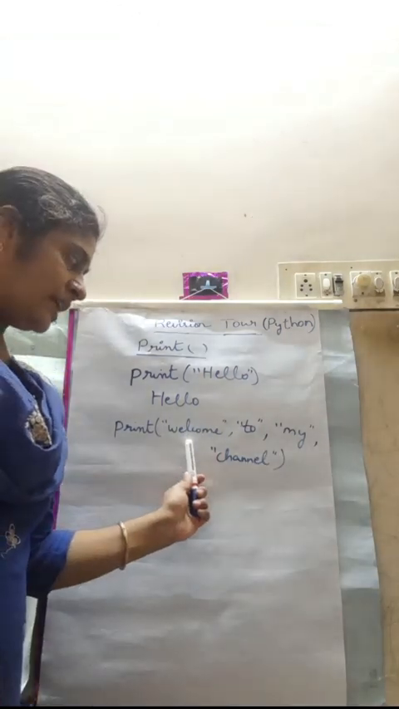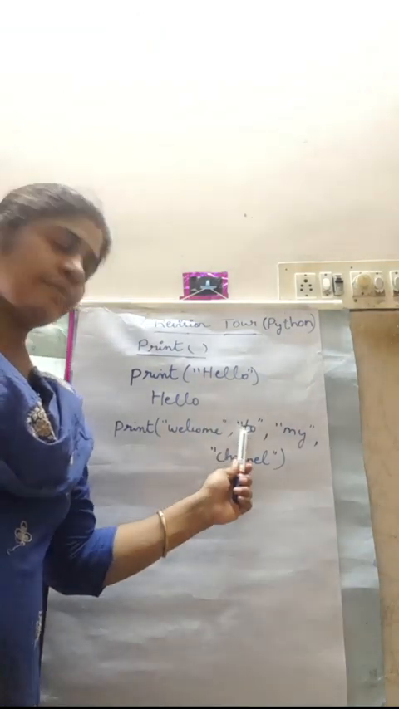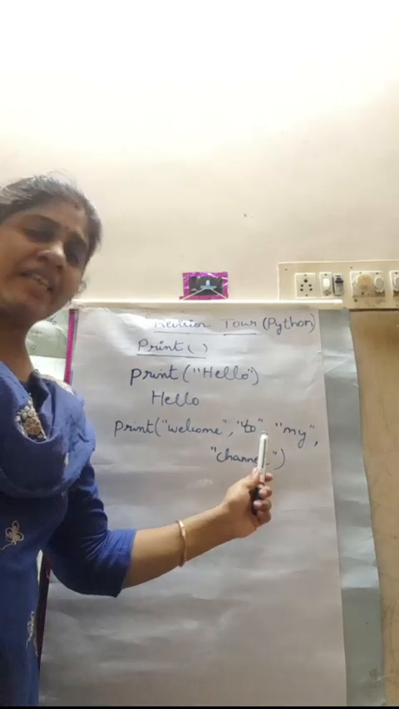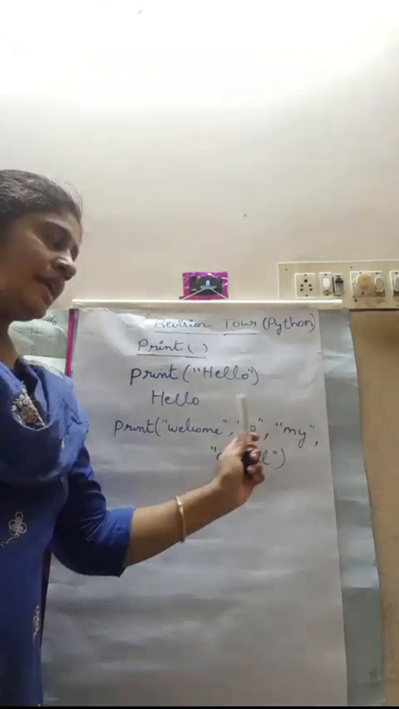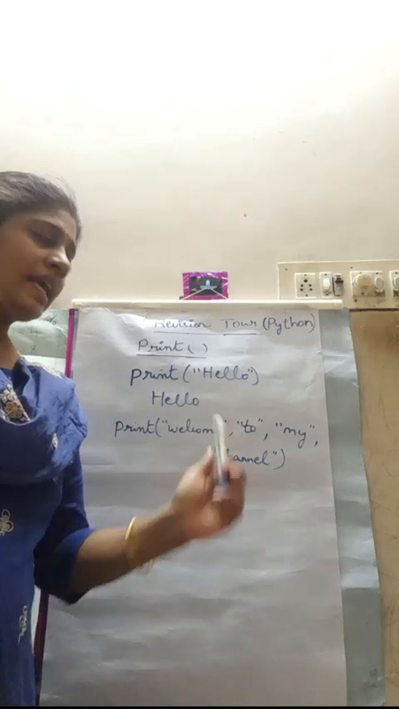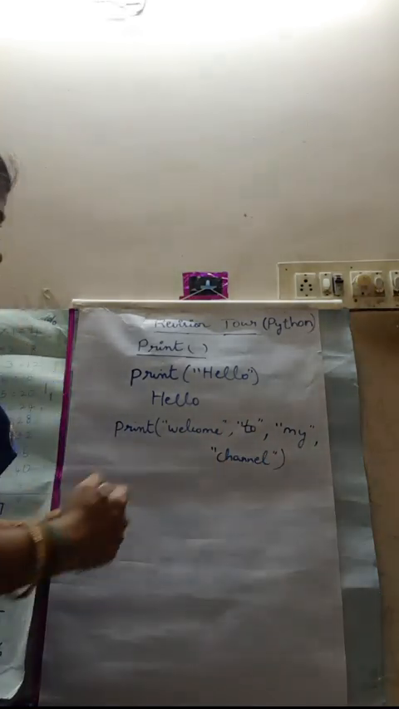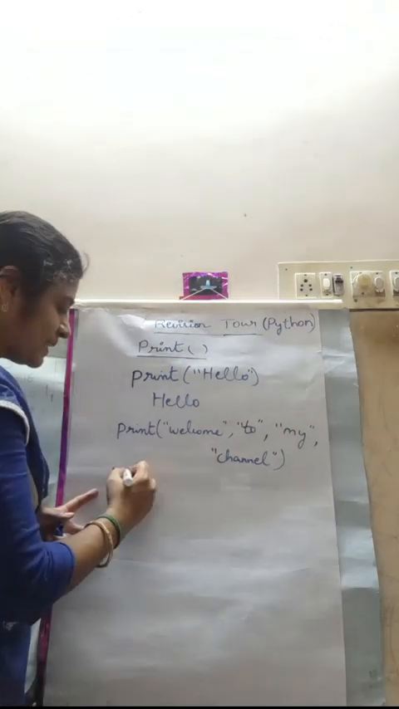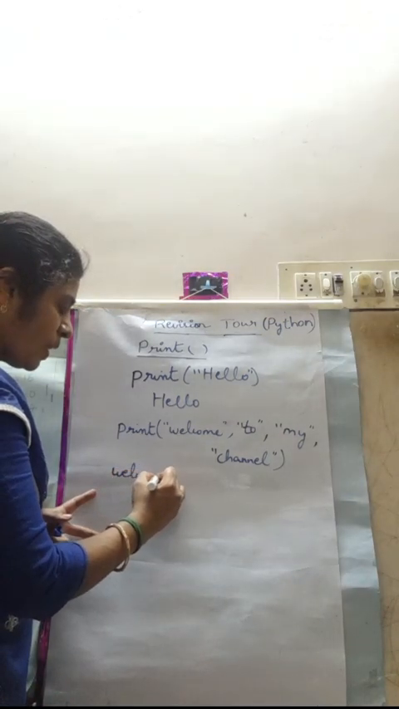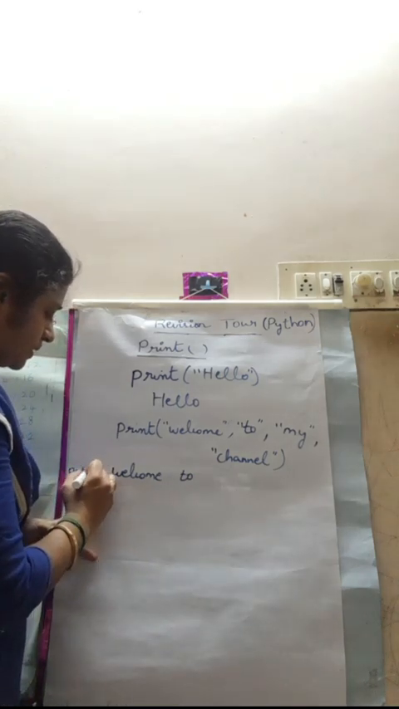So after displaying welcome, you will have one space. Then it will display to. Then one space. Then it will display my. Then one space, and then it will display channel. So by default, each and every object is separated by a space. So you will get the output as welcome to my channel. This is the output.